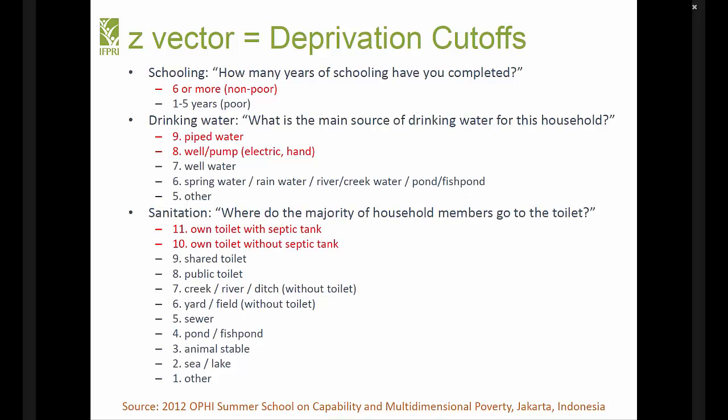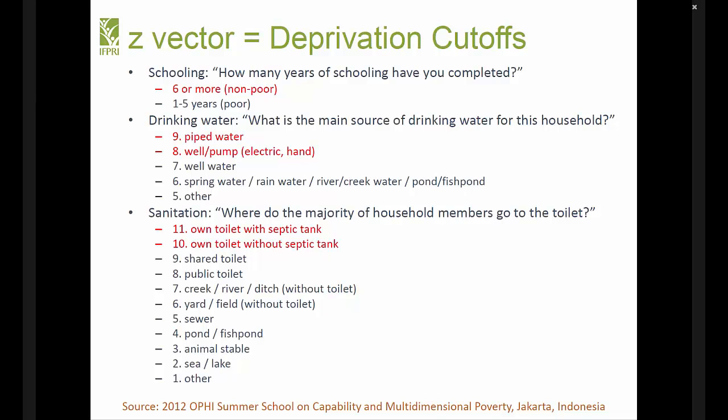Just to give you an example of how deprivation cutoffs look when you're looking at data: for schooling, this is the question you're using in your data. How many years of schooling have you completed? You can decide that 6 or more is counted as non-poor, and anything less than that is poor. In this example, I've highlighted in red what would be considered non-poor. This is like what we did yesterday in the questionnaire: we highlight the adequate ones and show in the codes which are counted as inadequate. Even though these are actually not additive, how much better is piped water compared to, say, spring water?